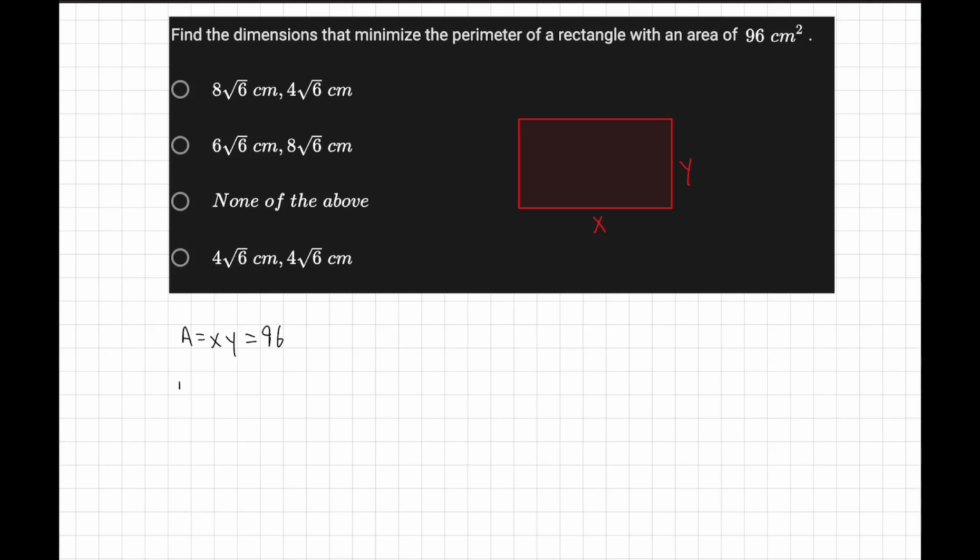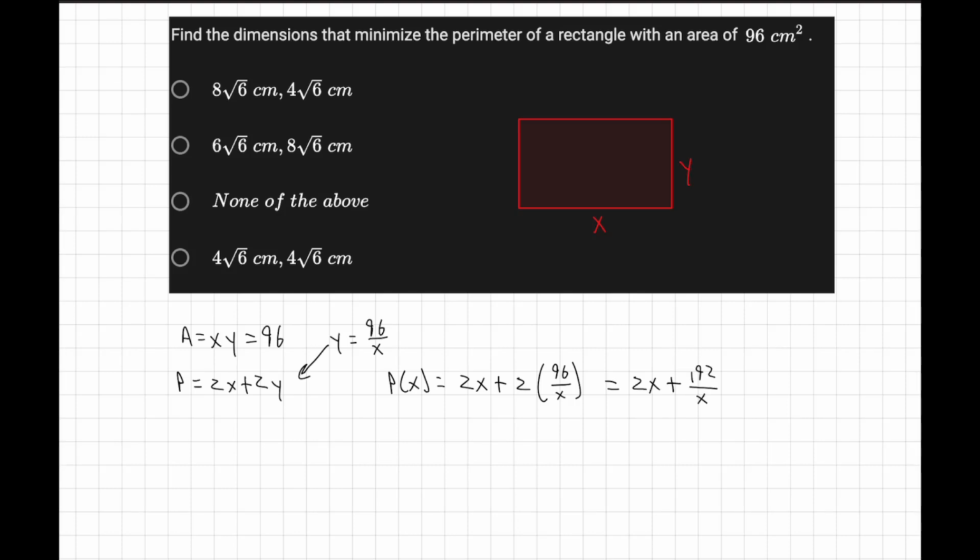And we also know that the perimeter is equal to 2x plus 2y because we add up all the lengths of the rectangle. Solving the area equation in terms of y, we get y equals 96 over x. This way we can plug it into the perimeter equation and reduce it to a single variable. So we have P of x is equal to 2x plus 2 times 96 over x. That's equal to 2x plus 192 over x.